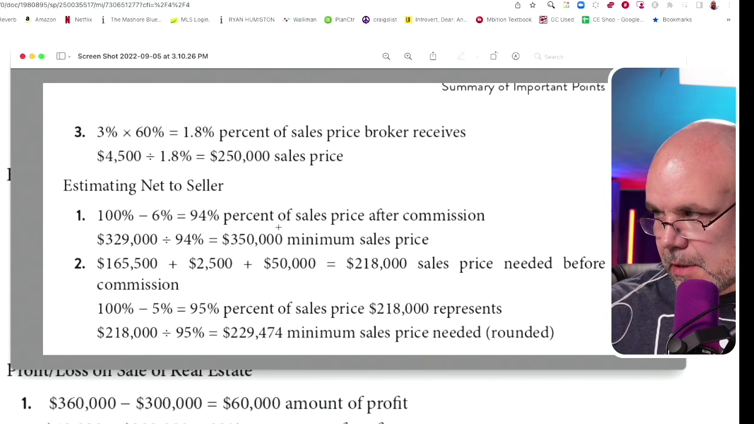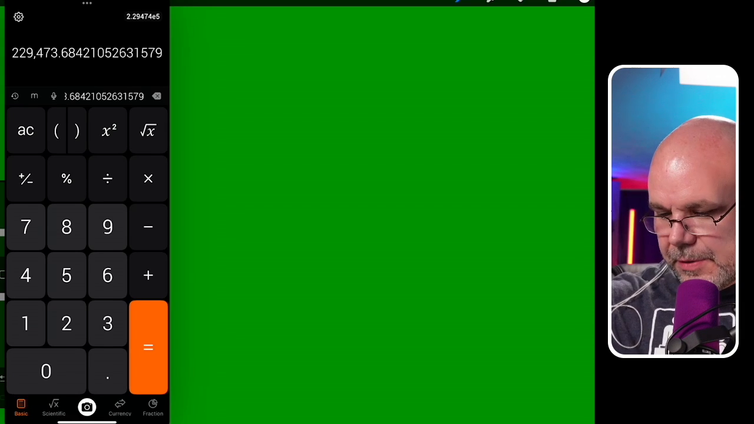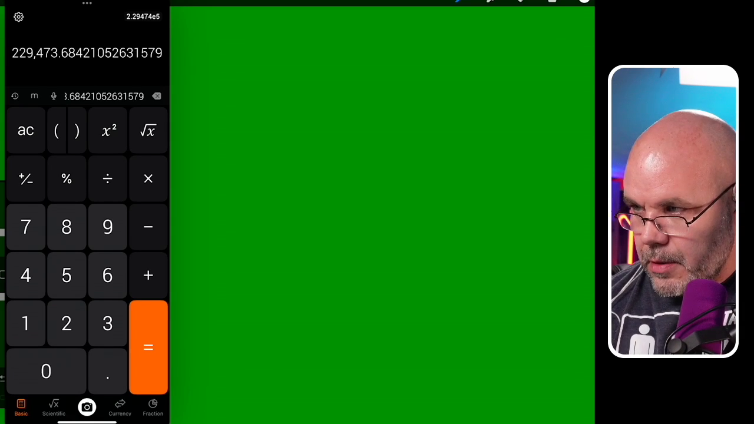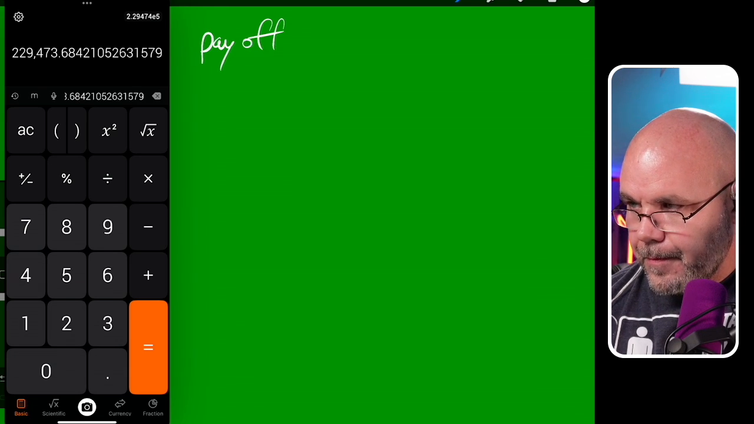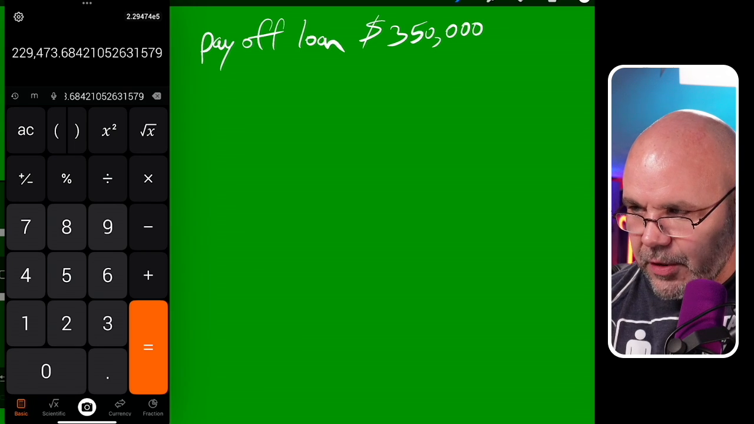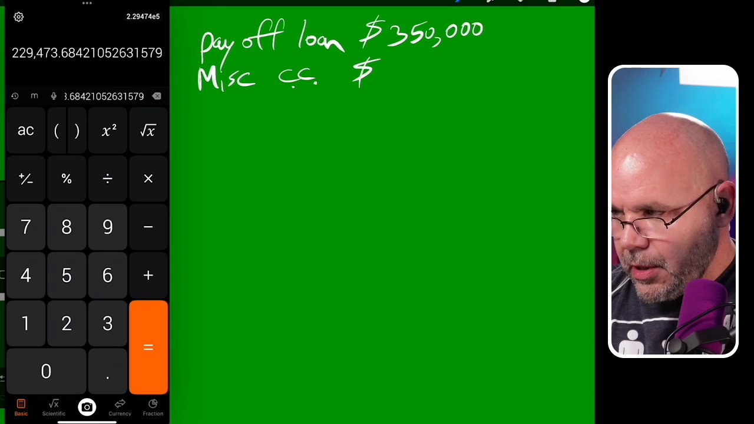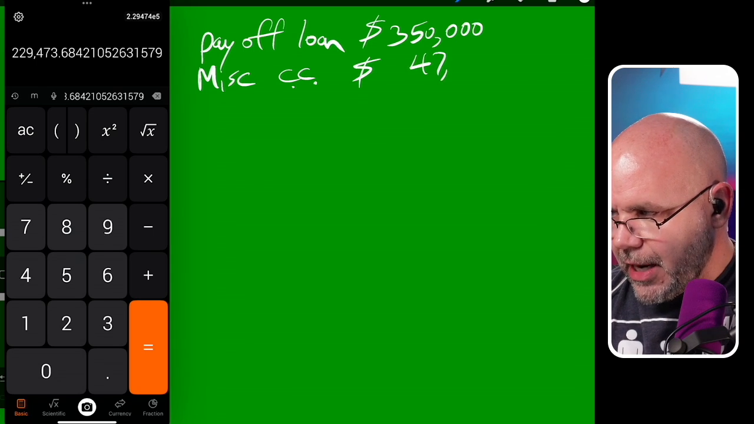Does that make sense? Let's do another one just to lock it in, and then we'll go over to that other problem. Hopefully that will help. I'm going to make this one up. So in this case, we have a seller who needs to pay off a mortgage. And let's say they need to pay $350,000 to pay off their loan. They have some miscellaneous closing costs and repairs that are going to be $4,700.